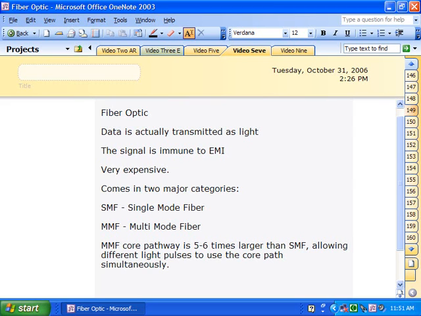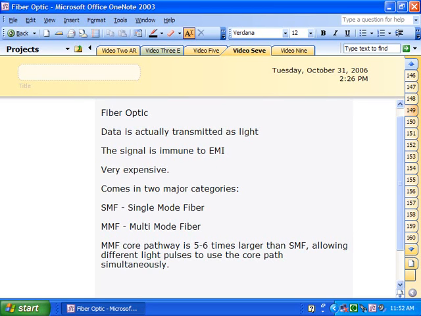Fiber cables come in 2 major categories, SMF and MMF, single mode fiber and multi-mode fiber. The single mode fiber uses a very narrow pathway through the cable itself to transmit that light signal. Now, this has a good point and a bad point. This prevents the signal from diffusing or becoming weaker during the transmission, but SMF is really, really expensive. So MMF, which is more affordable, uses a core pathway that is 5 to 6 times larger than SMF.